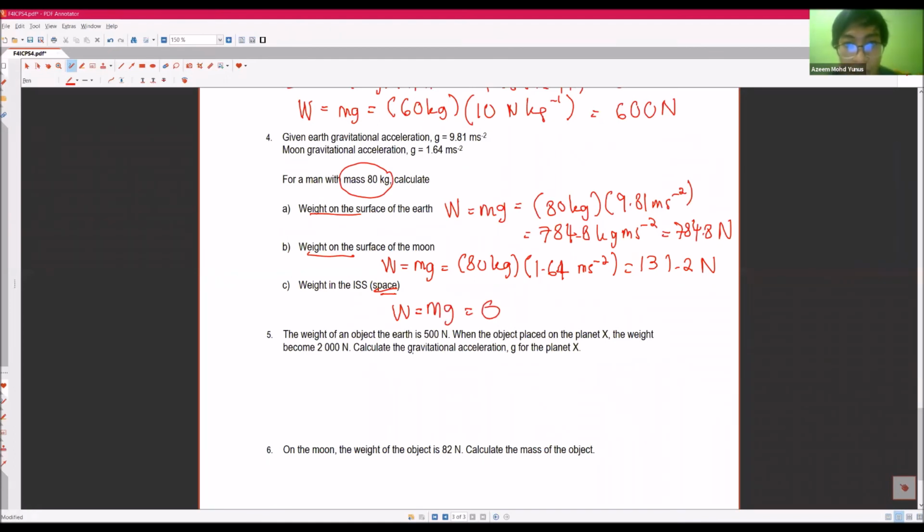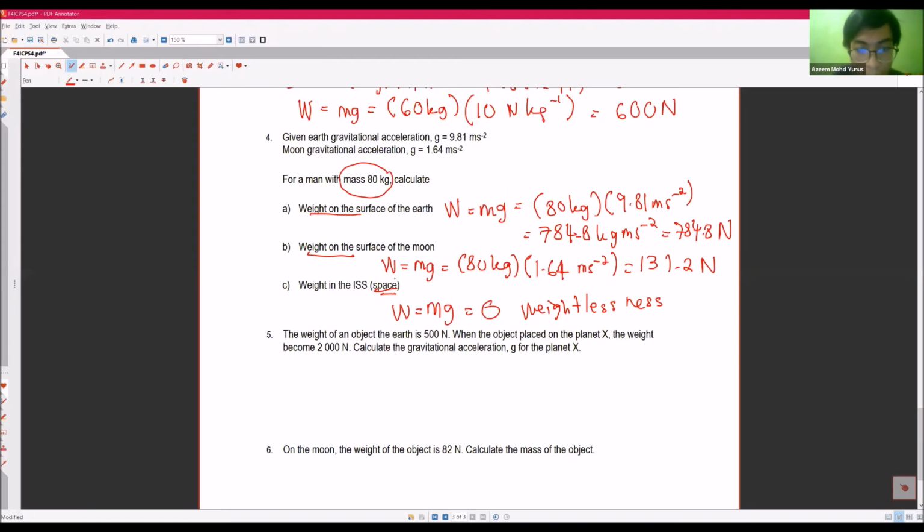Okay, so weight in the ISS, which is in space, is equal to 0 because we are in space, we don't have mass. Say we don't have mass in terms of the space itself. The space doesn't have mass, doesn't have gravitational force or gravitational acceleration, but we have mass. The object itself in space has mass, but the space itself doesn't have mass, so the space cannot interact with us. Thus, we experience weightlessness. We don't experience weight, so we are floating in space.